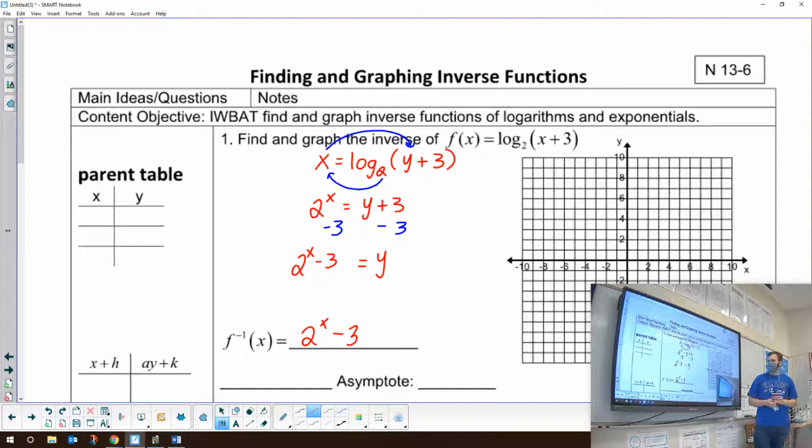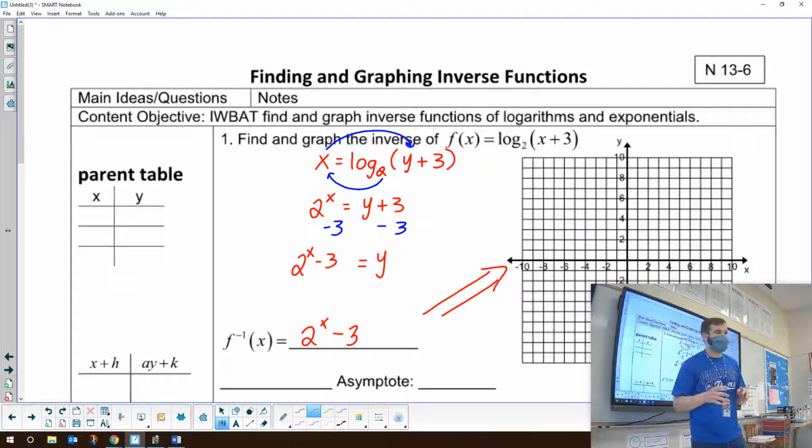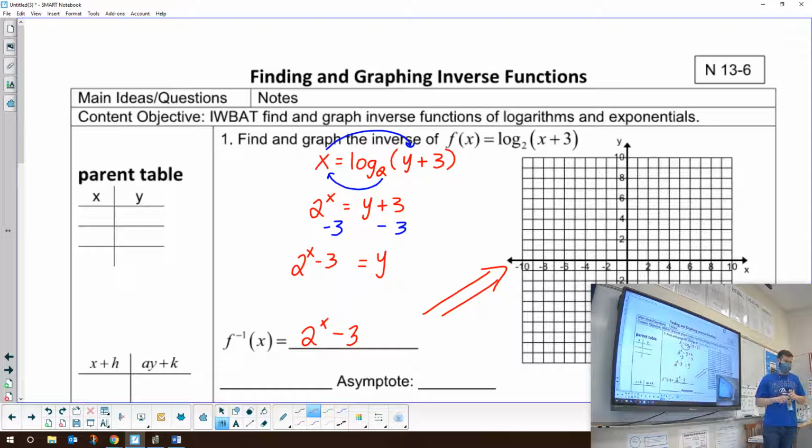Now, it's wanting us to graph our inverse function, not the function that we started with. So we're going to take this inverse and put it on this graph over here. The main thing to be able to graph these is we need to find the asymptote. If you can find your asymptote and your x and y intercepts, you can graph anything.